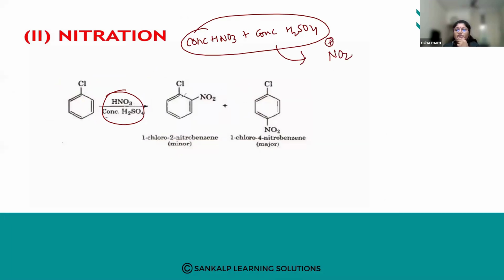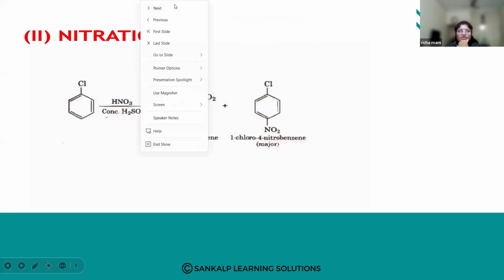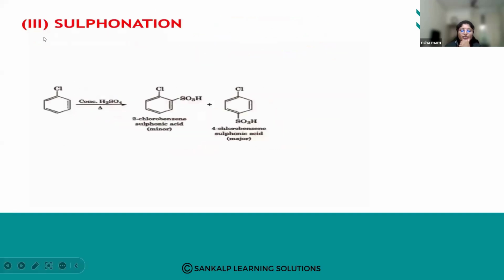So our electrophile will attack the ortho and para positions. The para position is more stable as compared to the ortho. So this is the nitration reaction. The electrophilic substitution reactions are very important. Next is sulfonation.